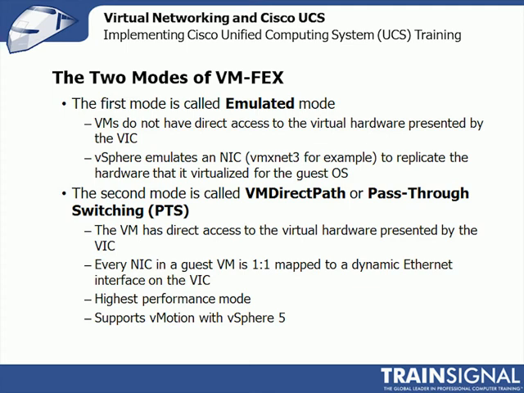The first mode is called emulated mode. Emulated mode is what I consider to be VMFX on the diagram. It is not using VM Direct Path. It's what is going through the hypervisor, so the VMs don't have direct access to those VNICs. vSphere emulates a NIC and replicates the hardware that is virtualized. So VMware sees the VNIC from the M81KR, but it sends up an emulated NIC to the VM. The reason for this is we don't have any VM Direct Path restrictions or anything like that. You still get one-to-one mapping, you still get switching in hardware, you're just not using VM Direct Path.